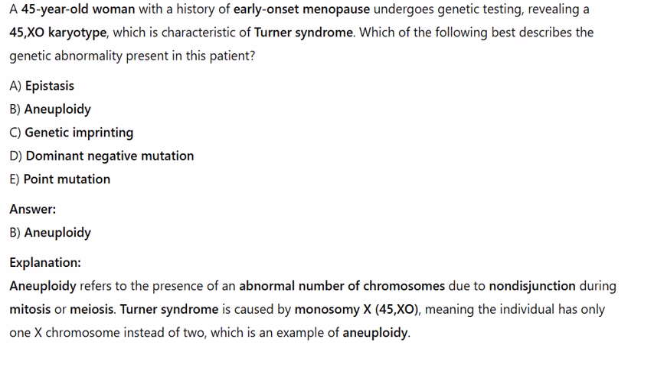A. Epistasis, B. Aneuploidy, C. Genetic imprinting, D. Dominant negative mutation, E. Point mutation. Answer. B. Aneuploidy.